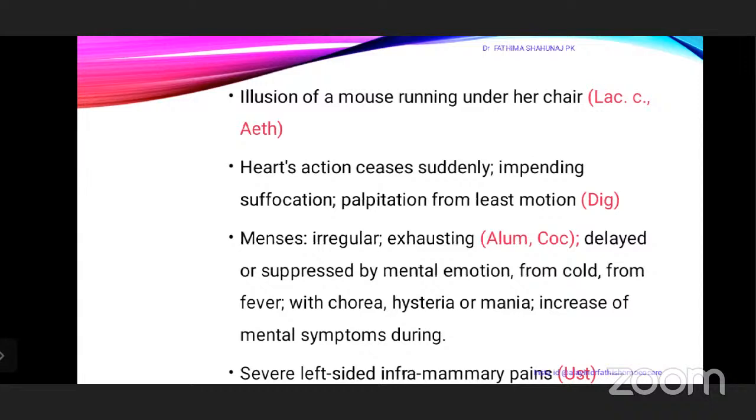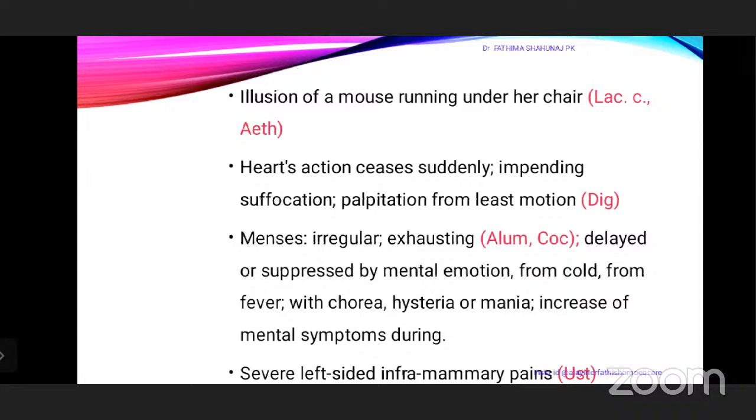Then about the heart symptom: heart action stops suddenly, impending suffocation, palpitation from least motion. This symptom is compared with Digitalis. In Digitalis, we see the sensation as if the heart would stop beating if she moved. She thinks if she begins to move, her heart will stop beating. A similar thing is compared with Gelsemium, where she thinks if she is not moving, her heart will stop beating. So it must be constantly on the move, or the heart will stop beating.